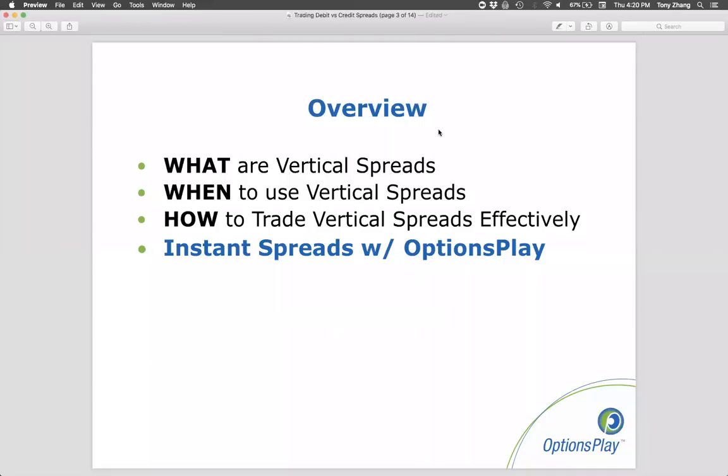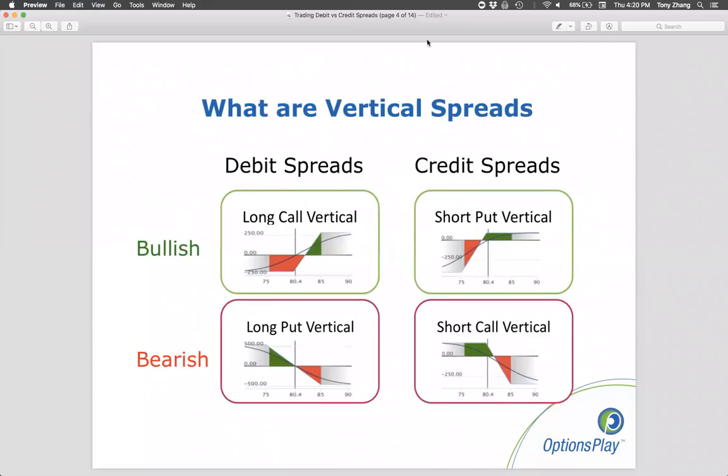So as you can see, 50% of you like to trade credit spreads, about a third of you trade debit spreads, and then the rest of you trade other strategies. So let's go ahead and start off with talking about what are vertical spreads. Let me see if I can remove this poll here. So what are vertical spreads? So vertical spreads are very simple.